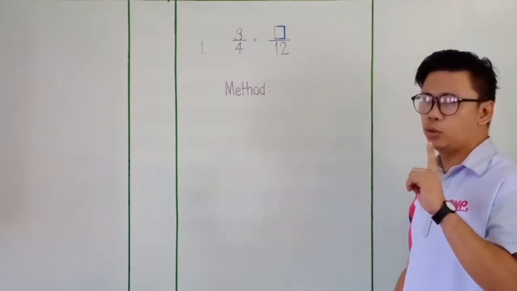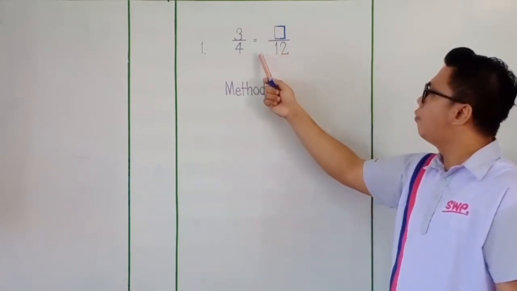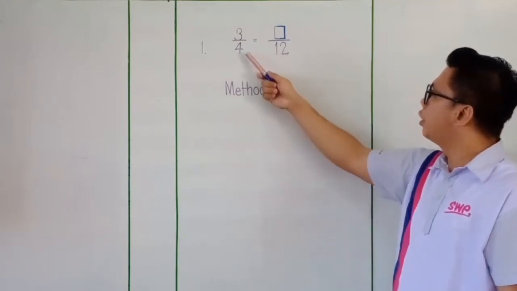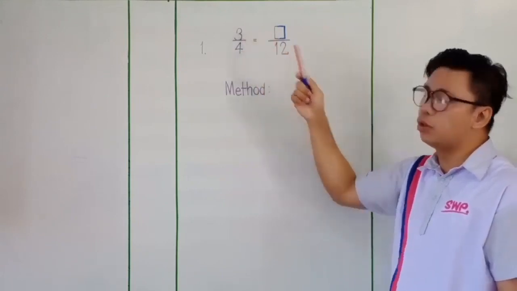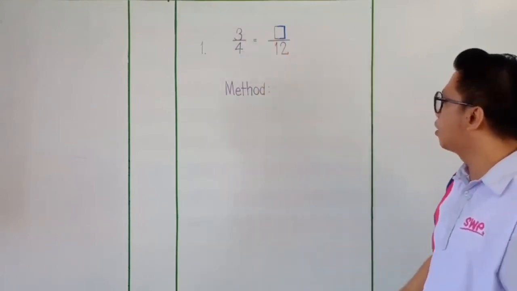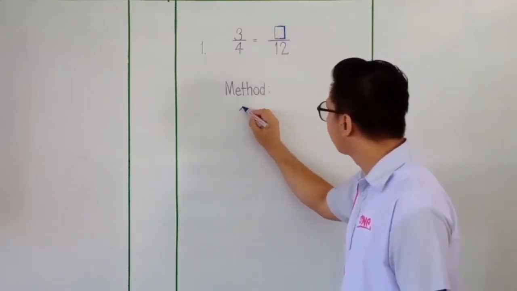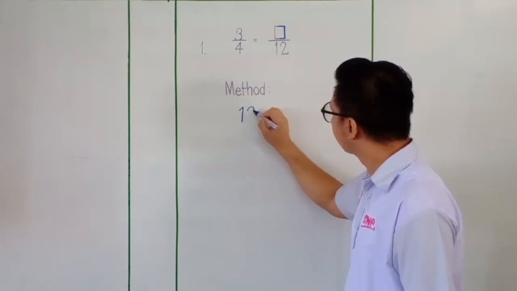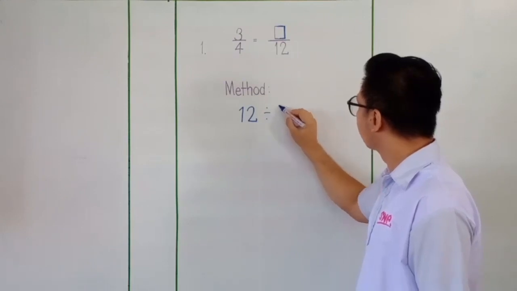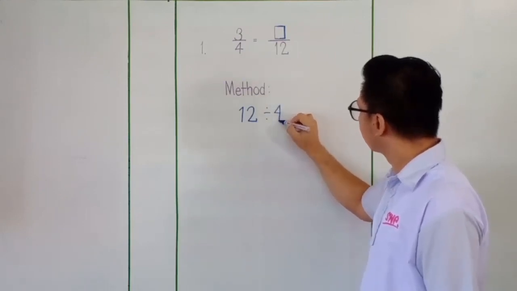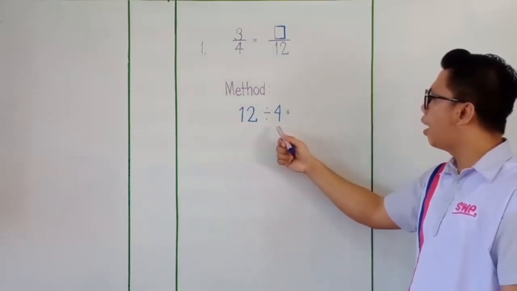We will get first the 12 divided by 4. In order to get the answer, what do we multiply to 4 and what do we multiply to 3? Okay? So let's start. So we will write first 12 and 4. So that's it. We have here 12 divided by 4.